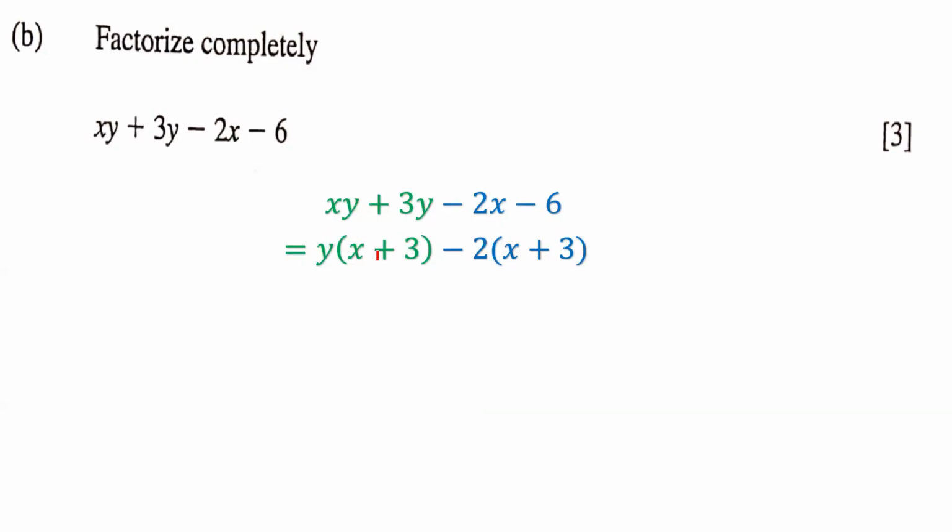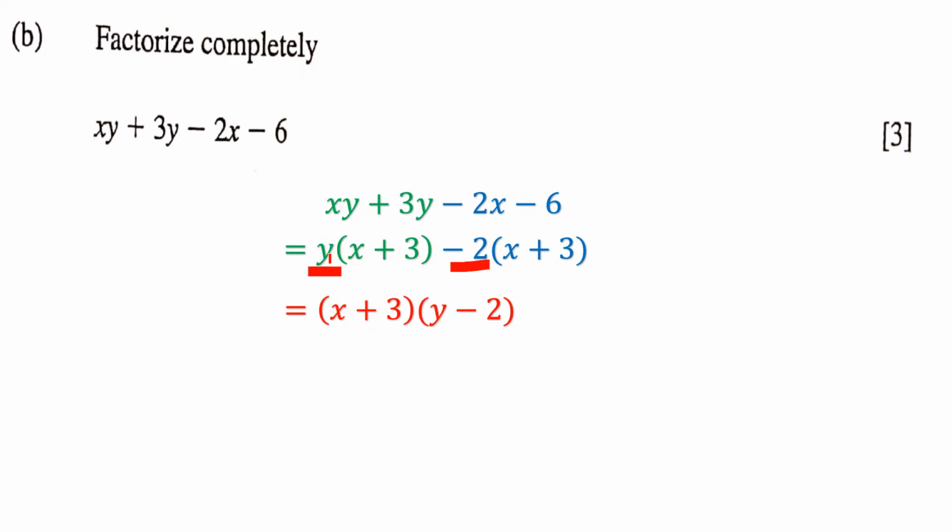Notice that these two are the same. We have x plus 3 and x plus 3. So let's factor that out. If we factor that out, we just have x plus 3. And what's left? We have y minus 2. And so the answer is x plus 3 times y minus 2.